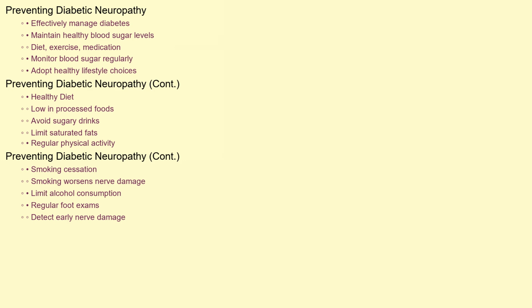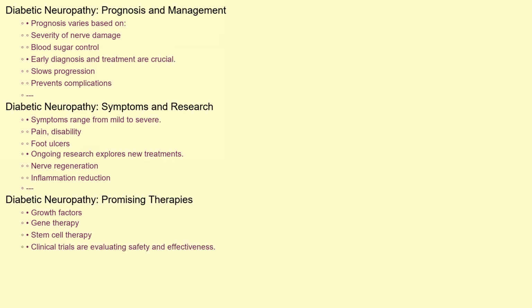Regular blood sugar monitoring can help you stay on track. A healthy diet low in processed foods, sugary drinks, and saturated fats is crucial. Regular physical activity can improve blood sugar control and overall health. Smoking cessation is essential, as smoking worsens nerve damage. Limiting alcohol consumption is also recommended, and regular foot exams by a healthcare professional can help detect early signs of nerve damage.